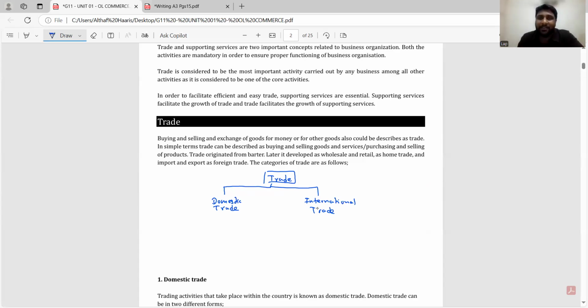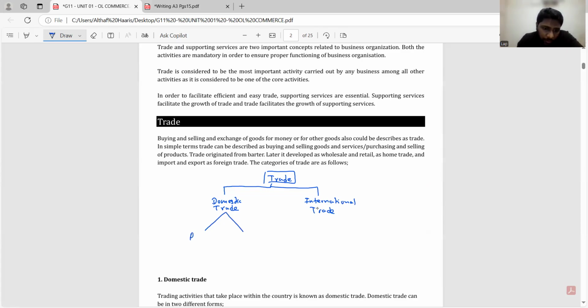Within the country. So if I need a book, I will go to the bookshop and buy. Domestic. If the bookshop needs some books, then they will order from the Atlas. Within the country. So this domestic trade, broadly we can split into two.